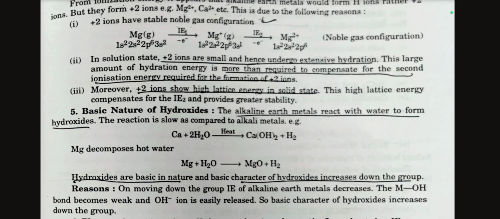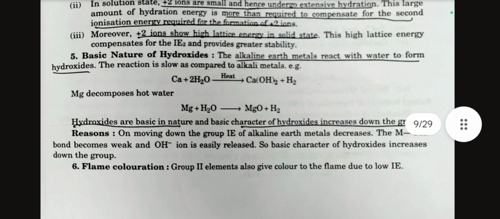Basic nature of hydroxides. The alkaline earth metals react with water to form hydroxides. The reaction is slow as compared to alkali metals. Hydroxides are basic in nature, and the basic character of hydroxides increases down the group because on moving down the group, the ionization energy of the alkaline earth metal decreases. The metal-hydroxide bond becomes weak, and the OH- ion is easily released. So the basic character of hydroxides increases down the group.